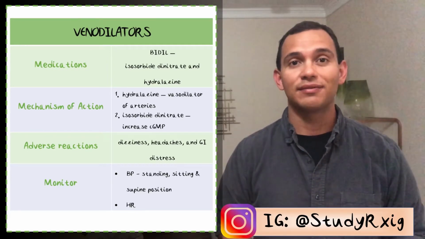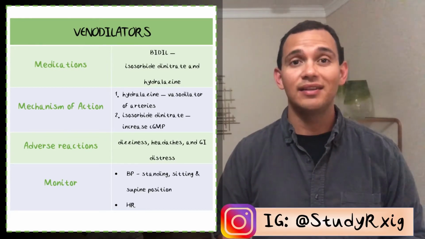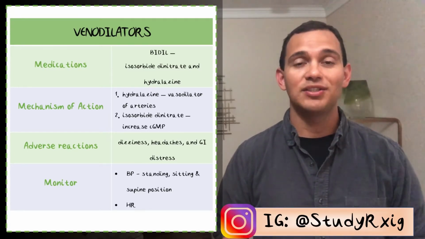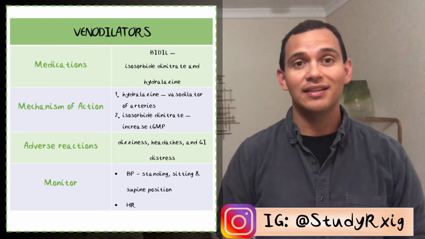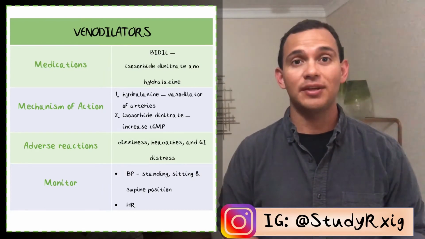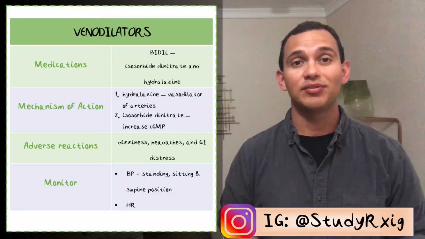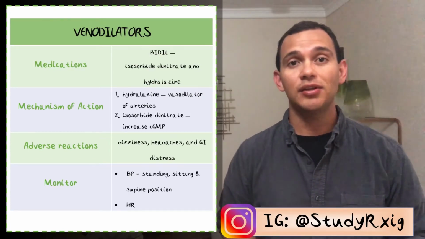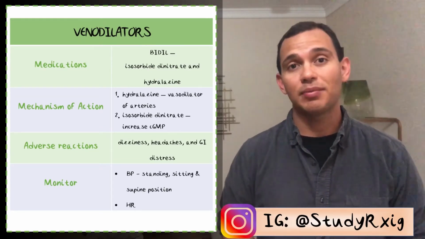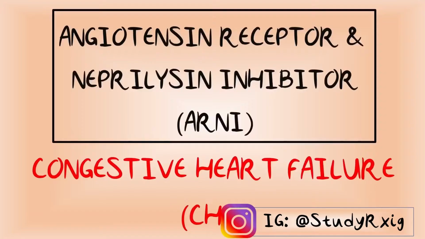A common adverse effect with this combo medication is dizziness, headaches, and GI distress. We're going to acquire and monitor the patient's blood pressure in three ways: standing, sitting, and supine position, as well as their heart rate. Hydralazine and a nitrate might be reasonable in patients unable to tolerate either an ACE inhibitor or angiotensin receptor blocker because of renal insufficiency or hyperkalemia or possibly hypotension.